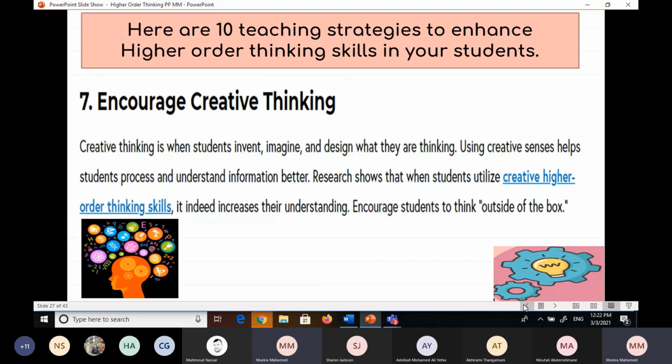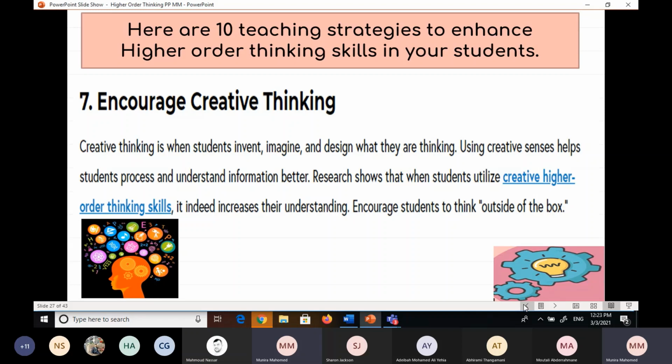The next one is encourage creative thinking. Creative thinking is when students invent in their minds, right? They design what they are thinking. Many students, and I'm sure if you've seen some drawings of your students, you would probably think, what on earth is going on with the student? But these are the things that are playing in their minds. So using these creative senses helps students process and understand all the information that we are throwing at them even better. Somehow they have their own thinking processes that they are able to process this and they can understand it better with what's going on in their mind.